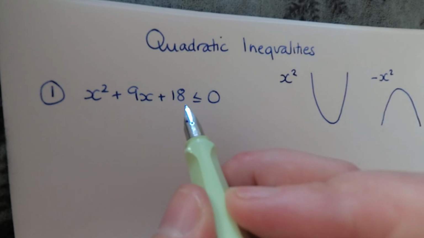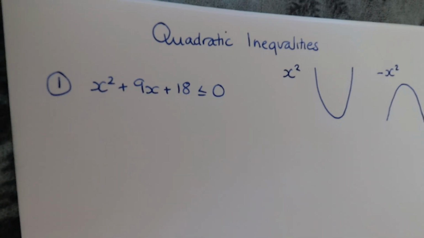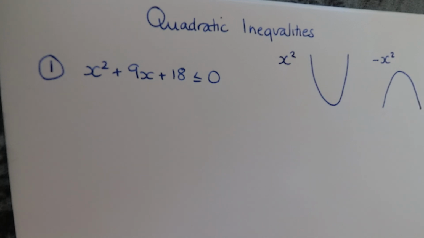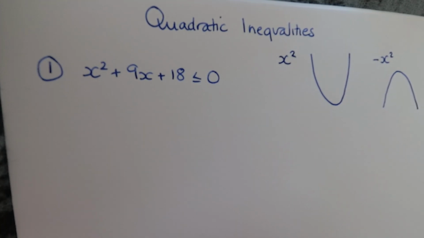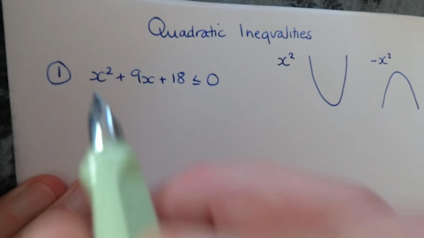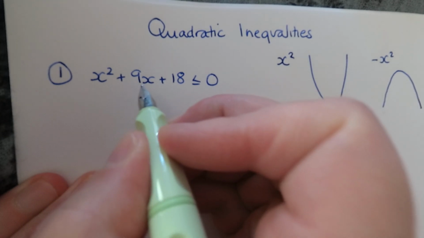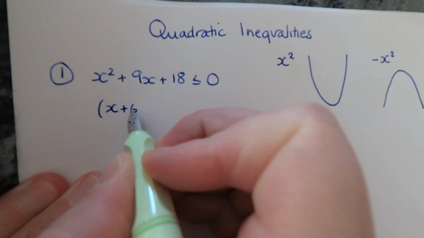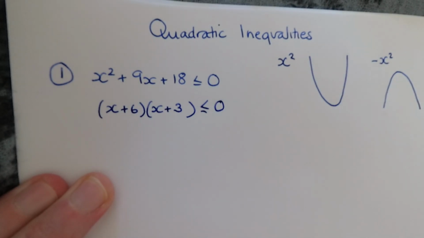So the first one we've got to look at is reasonably straightforward. It's x squared plus 9x plus 18 is less than or equal to 0. First of all, we need to find the roots of that equation, and we do that in the normal way. We factorise and we work out what the solutions are for x, and they're the points at which these graphs pass the x-axis. Fairly straightforward, looking for two numbers that multiply to make 18 and add to make 9. Hopefully you work out that's 6 and 3. So we can rewrite this equation as (x plus 6)(x plus 3), keeping the inequality the same.